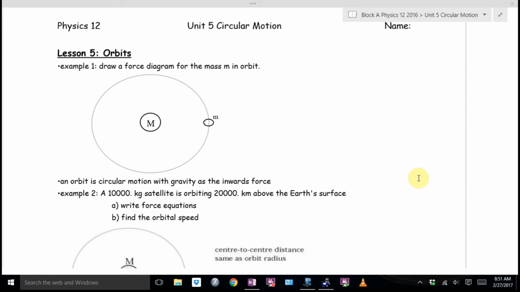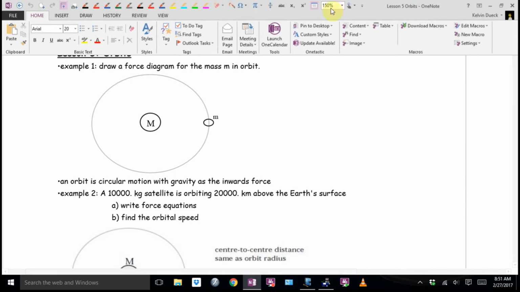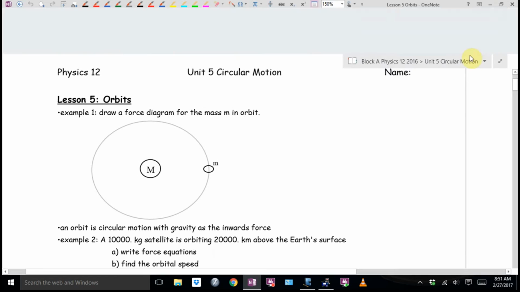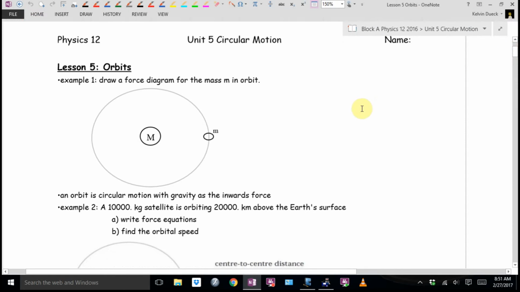Example 1: draw a force diagram, a free body diagram, for mass little m in orbit. Typically in our notation convention, big M will be the planet or whatever it is that's causing the object to orbit. Little m will be the thing that's in orbit. Could be a satellite, a moon, an asteroid, whatever. What are the forces acting on little m? Get the obvious one. Which way would gravity be pointing in this picture?